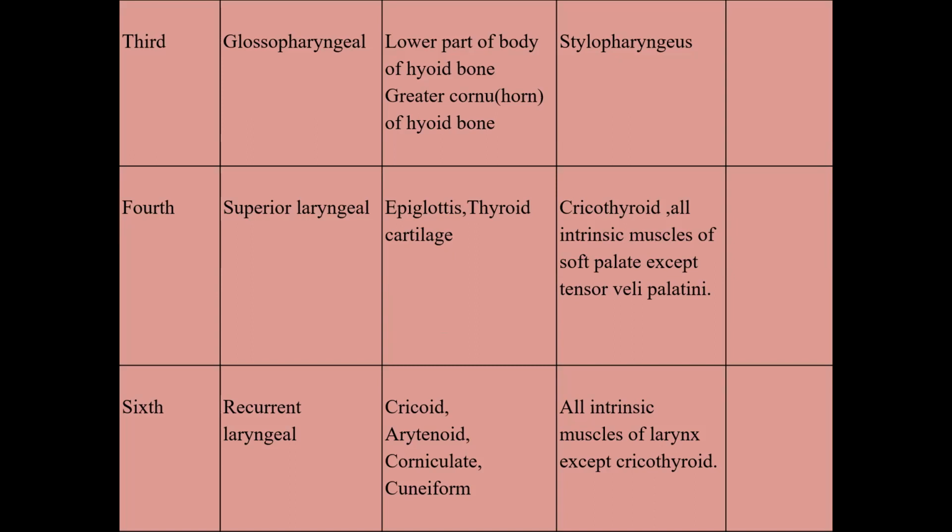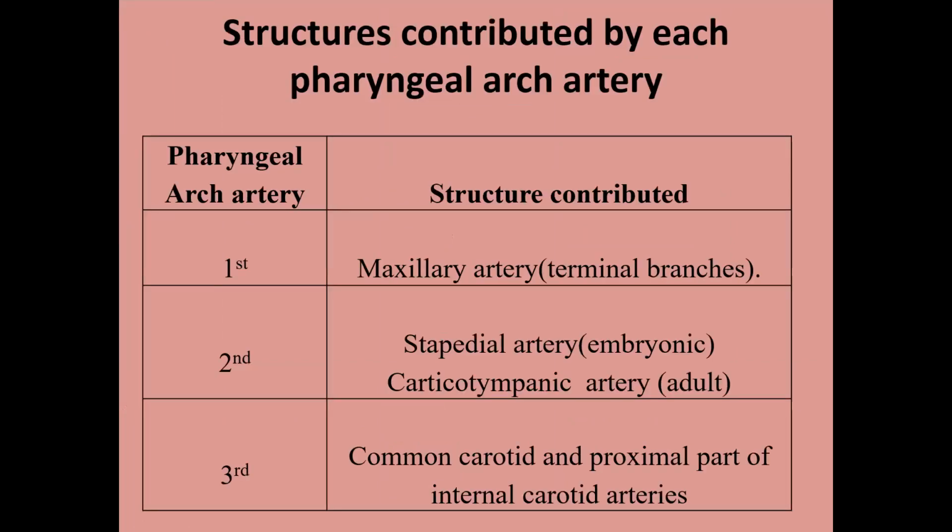The third important cartilage of the larynx, that is the cricoid cartilage, is derived from the sixth pharyngeal arch, and the small cartilages of the larynx are also derived from the sixth pharyngeal arch. The nerve of the sixth pharyngeal arch is the recurrent laryngeal nerve, and so the sixth arch supplies all intrinsic muscles of the larynx except the cricothyroid muscle.